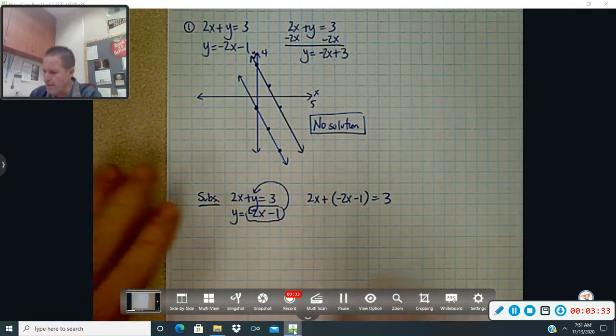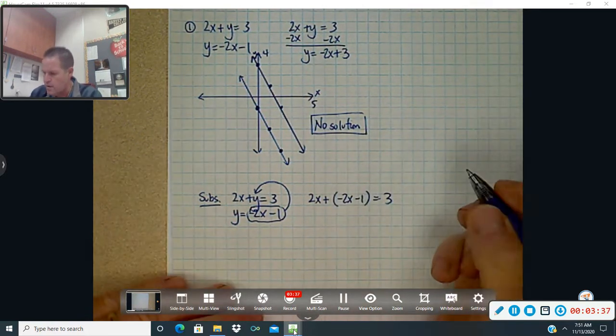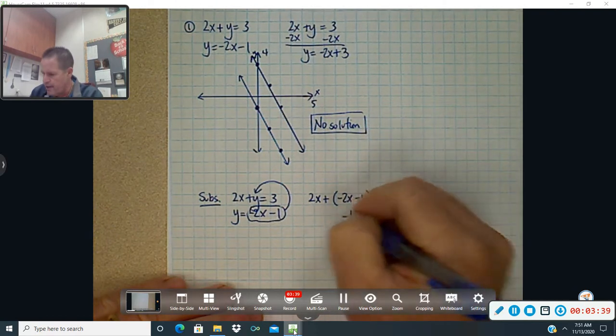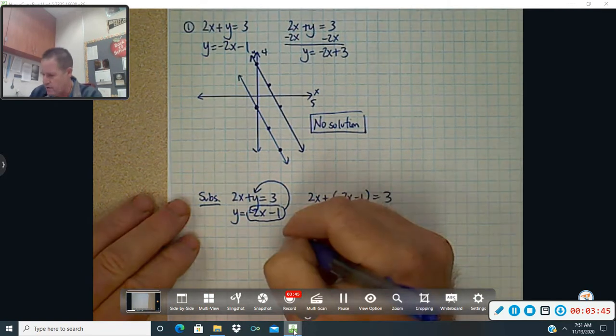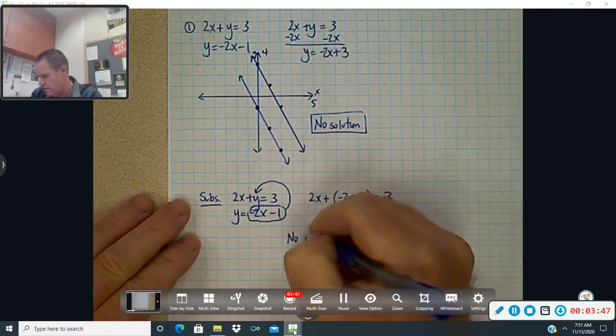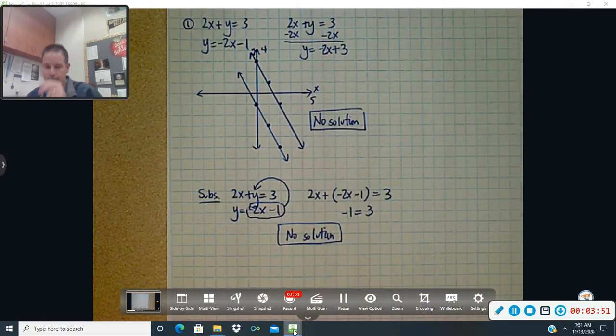Okay, now you solve that by combining like terms. 2x plus negative 2x is 0. And so we end up with negative 1 equals 3. Well, last time I checked, negative 1 does not equal 3. What is my answer here? No solution. Remember, that is a possible answer. Okay, and I'm doing this one specifically because I want you to be thinking about that. It is a possibility. The one that we do next will not be no solution.